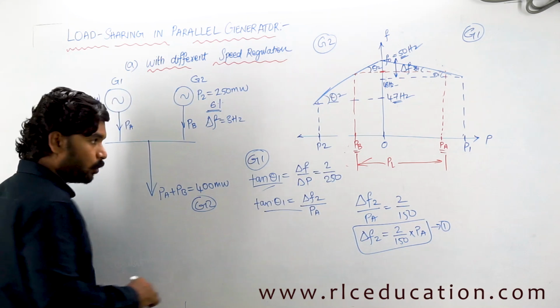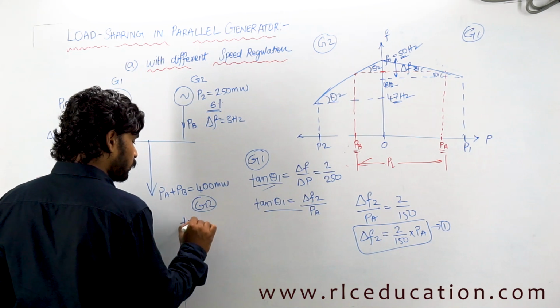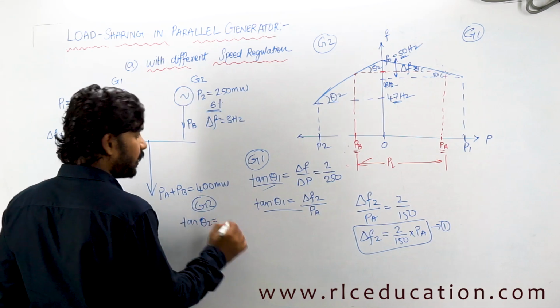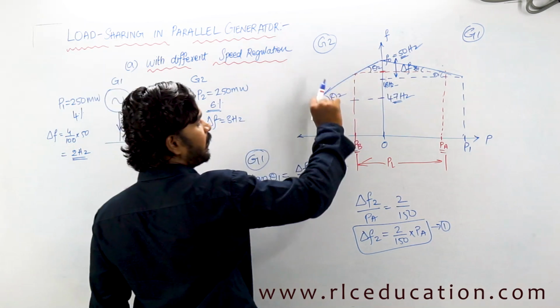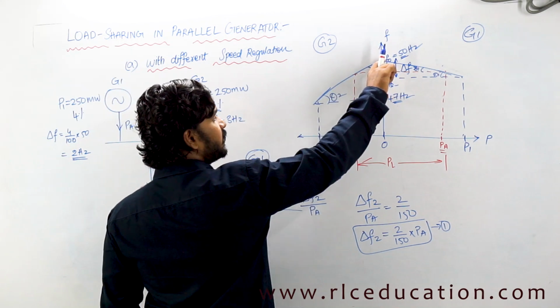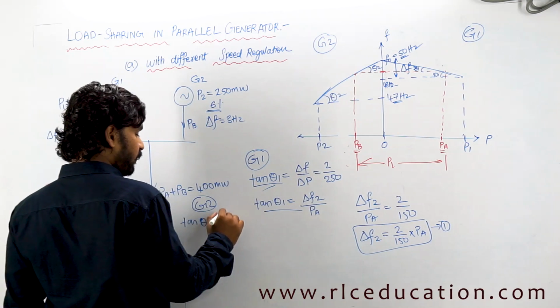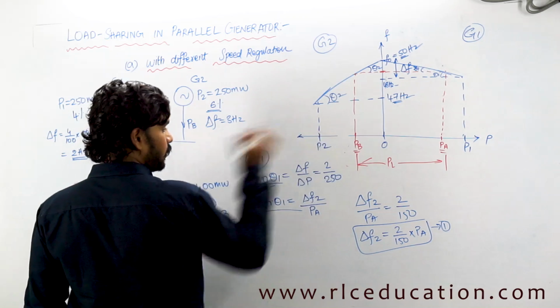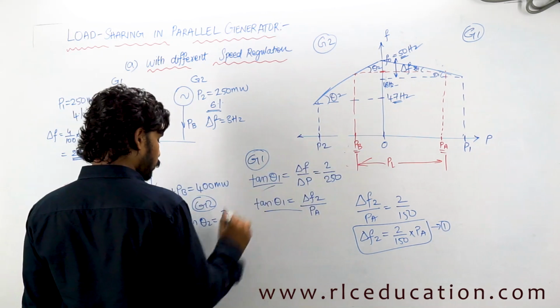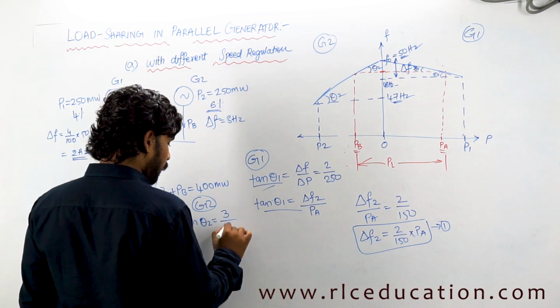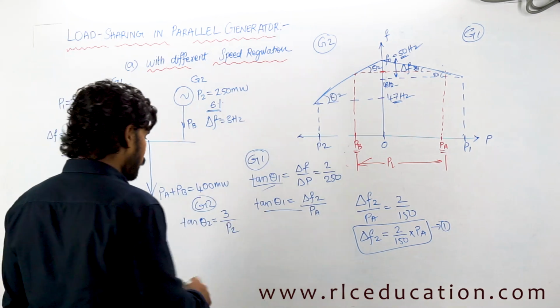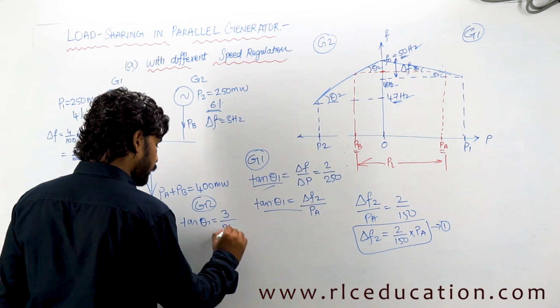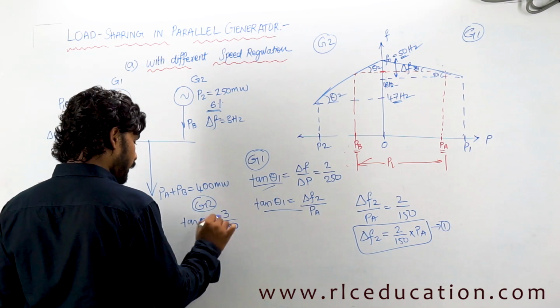For generator 2, you have tan theta 2. Let us take the bigger triangle. Tan theta 2 is nothing but the change in frequency. What is the change in frequency from no load to full load? 3 Hz, isn't it? And what is the change in power? 0 to P2, that is the rating of the generator, P2. P2 is nothing but 250, isn't it? 250, and that should be equal to what?